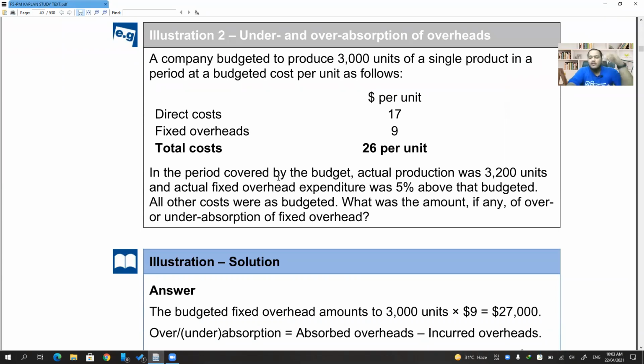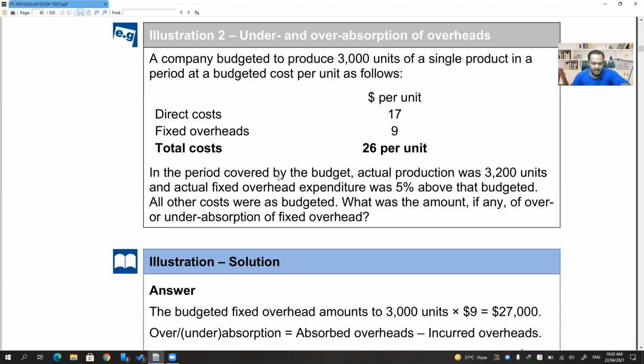So yesterday we discussed that, based on the budgeted volume and budgeted fixed overheads, we calculate a budgeted overhead absorption rate, right? After calculating it, for every unit that is produced, we absorb the fixed overheads based on the OAR. We charge the fixed overheads to the cost of production based on the rate we previously calculated. Later we compare it with the actual fixed overheads incurred to figure out if there is any over absorption or under absorption.